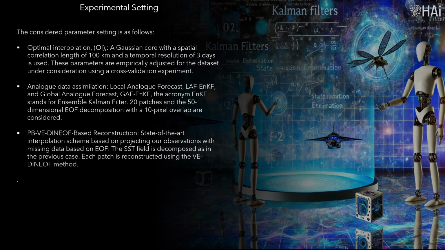Analog data assimilation, local analog forecast, LOF-NKF, and global analog forecast, GAF-NKF. The acronym NKF stands for Ensemble Kalman Filter. 20 patches and the 50-dimensional EOF decomposition with a 10-pixel overlap are considered. PB-VE-DYNAV-based reconstruction: a state-of-the-art interpolation scheme based on projecting observations with missing data based on EOF. The SST field is decomposed as in the previous case. Each patch is reconstructed using the VE-DYNAV method.